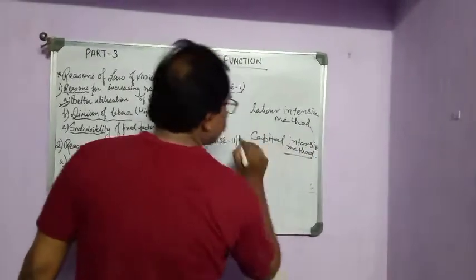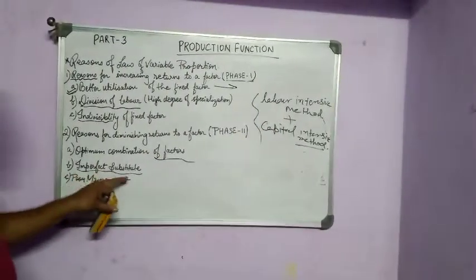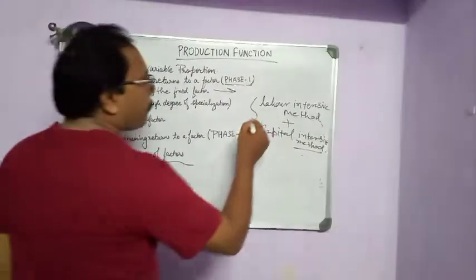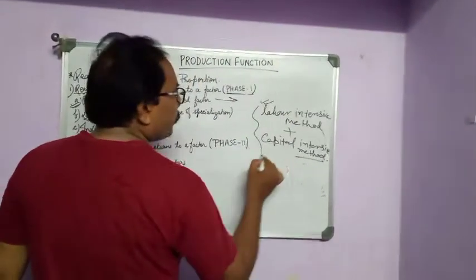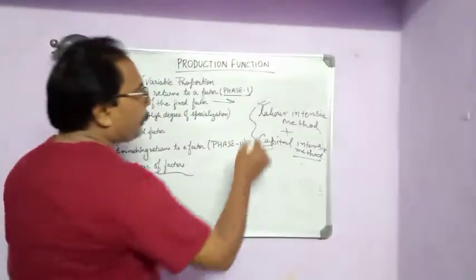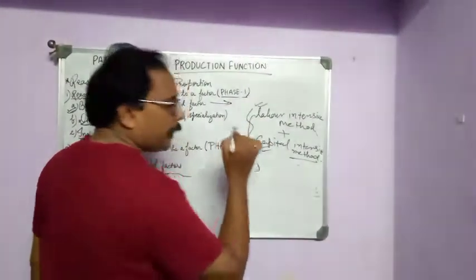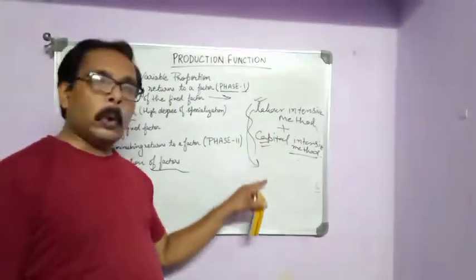Is it clear? So there are 2 methods. So here that is the imperfect substitute. So if we apply labor intensive method in place of capital intensive method, what will happen? The production will start to decline. Efficiency of the labor is low.